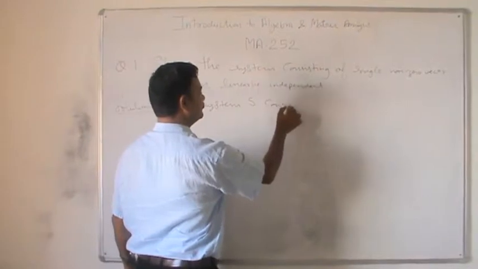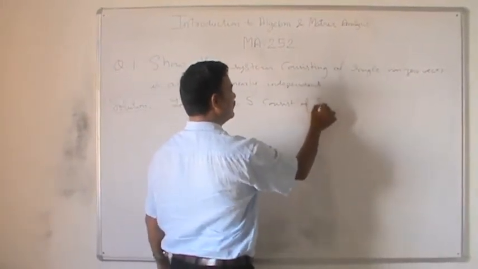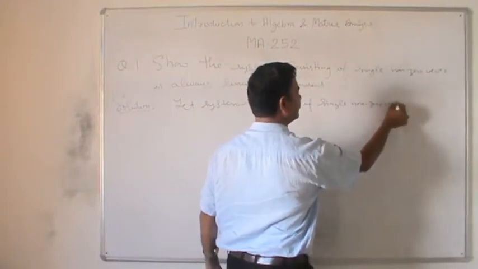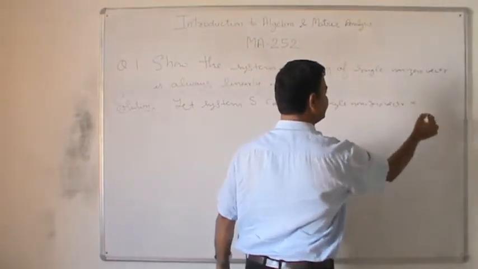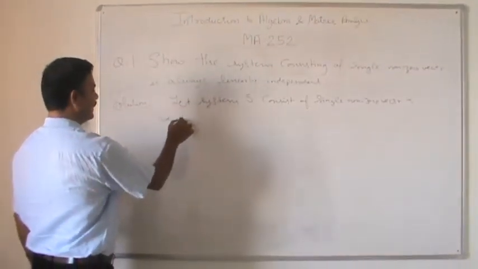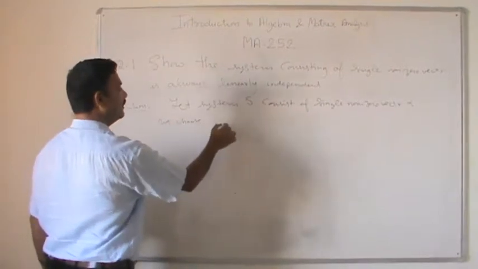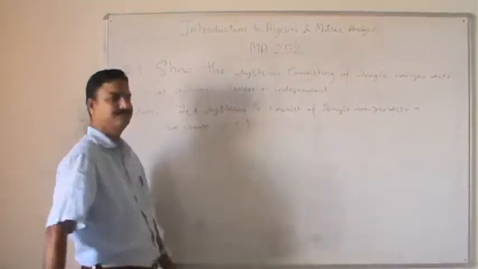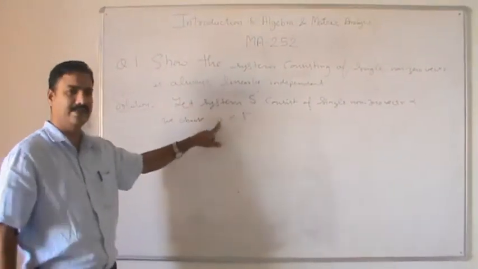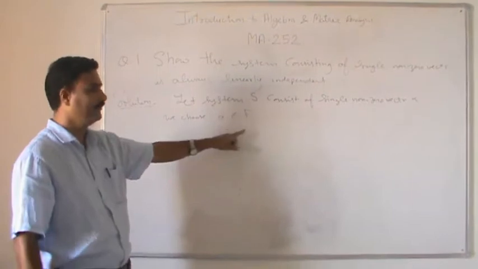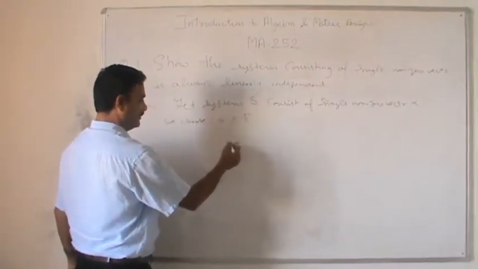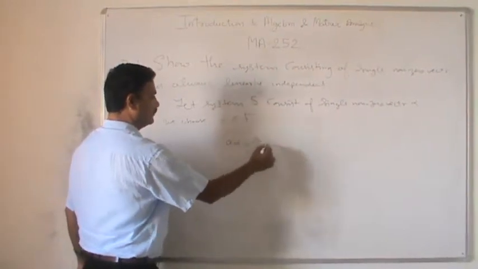So let system S consist of a single non-zero vector alpha. We choose a scalar a which belongs to our field F. This F is the field of our vector space V(F), and this a is any scalar belonging to F. Now we put the linear combination of vector alpha with scalar a equal to 0.